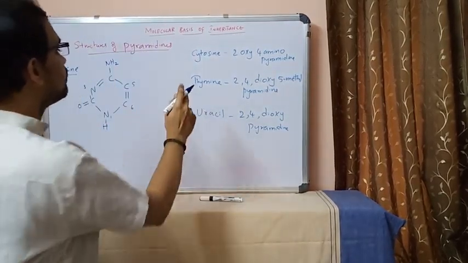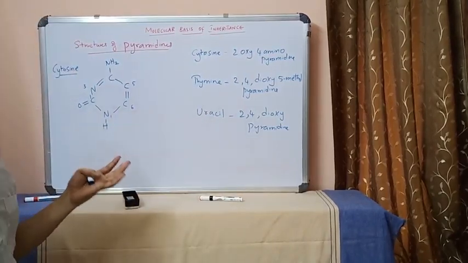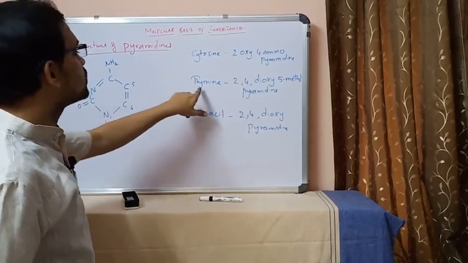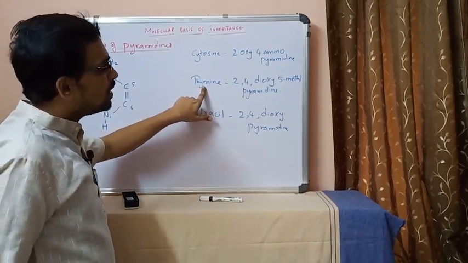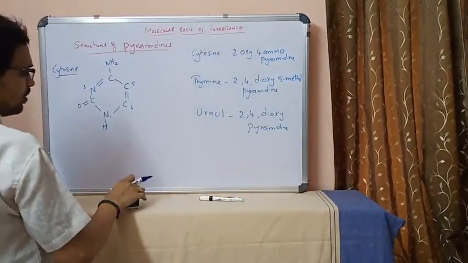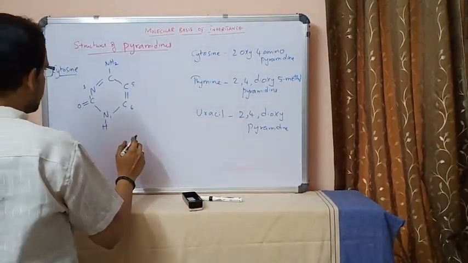Now coming to the structure of thiamine. So thiamine is also a pyrimidine. So first you should draw the general structure of the pyrimidine. What is the chemical name of thiamine? 2,4-dioxy-5-methyl-pyrimidine. So draw the general structure of pyrimidine first.